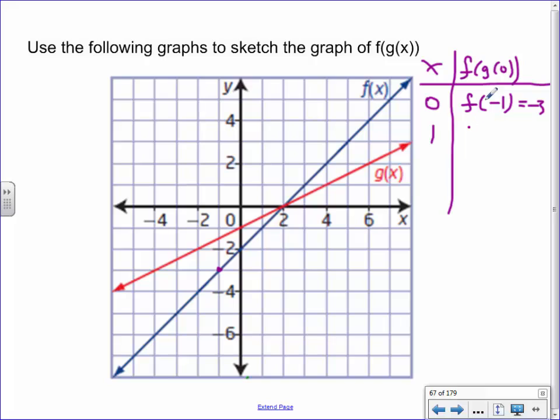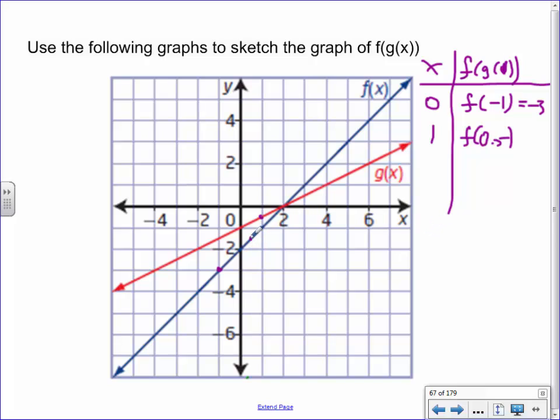So first we need to figure out what f of g of 1 would be. So what is g of 1? Go to your g graph and tell me what happens when you put a 1 in. Looks like it's 0.5. Okay. Now we have to find what f of 0.5 is.